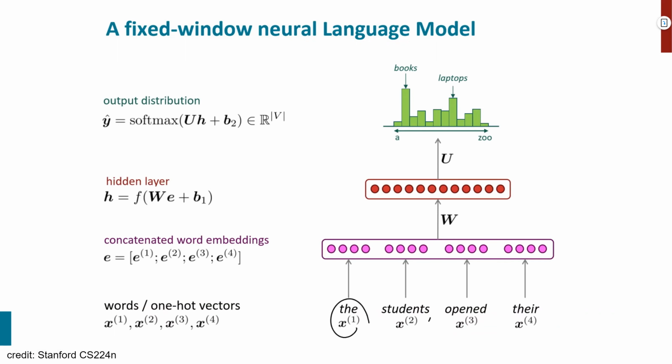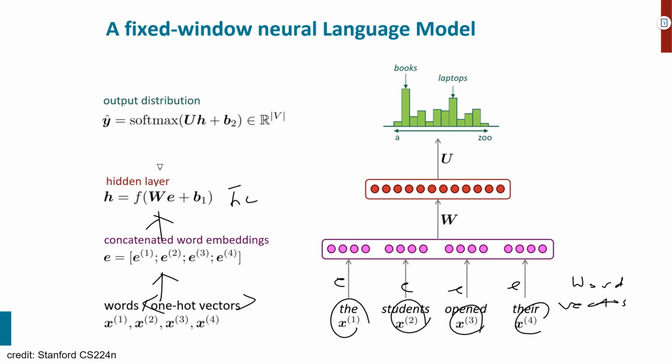First, we get a sequence of words. These are one-hot vectors, and we concatenate word embeddings. We first embed each word using the word vectors we developed in the last session. After that, we concatenate or do some different operations to manipulate them, and then we pass them through a hidden layer or fully connected layer. Then we get the output distribution using the softmax function. Then we get the probability distribution for all the words in our vocabulary.